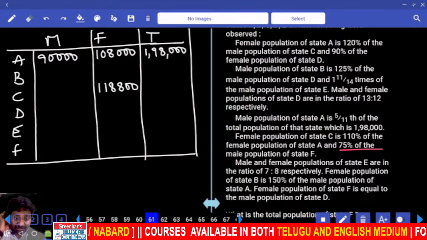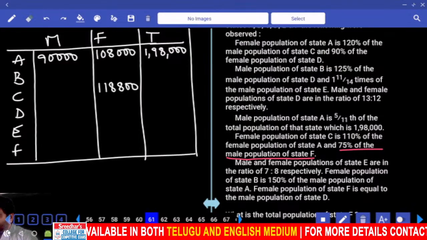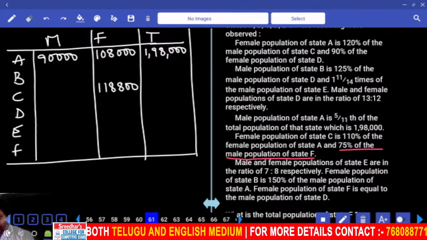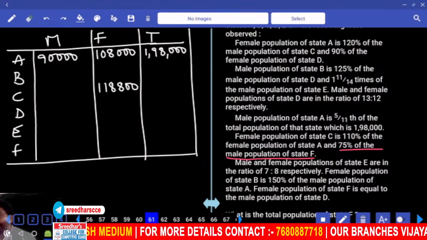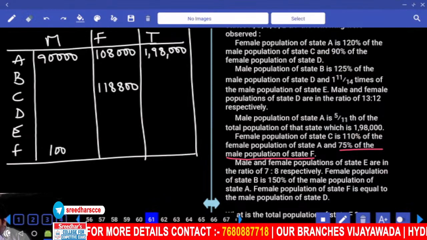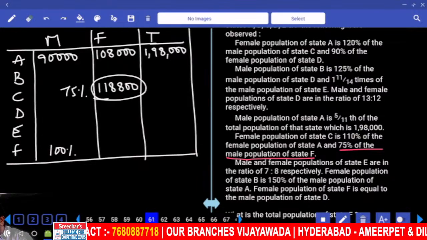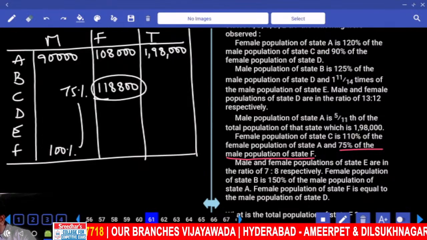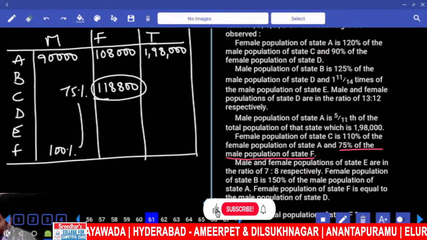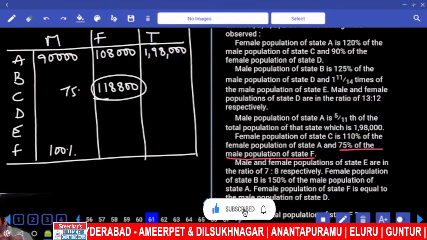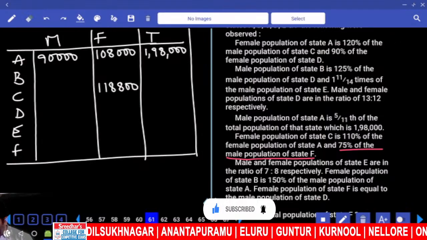Continuation. And 75% of male population of state F. Which is 75% of F? C value. Correct. In F, we are comparing male. If male are 100%, this will be 75%. 100 to 75 ratio is 4:3. Then 3 parts is 1,18,800. That means let's calculate 1 part value. Are you okay? Then we will write 4 parts.